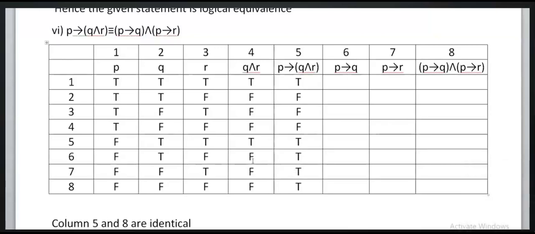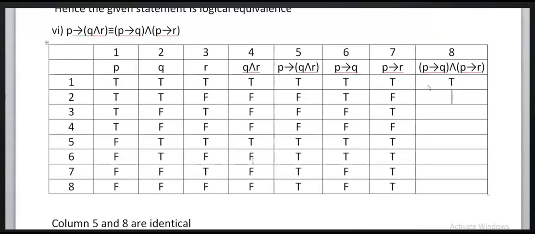Now next is P implies Q. That is T implies T is T. T implies T is T. T implies F is F. T implies F is F. F implies T is T. Now next is P implies R. First is T. Second is F. Third is T. Fourth is F. Fifth is again T. Sixth is T. Both of them are same. And last are TTT.